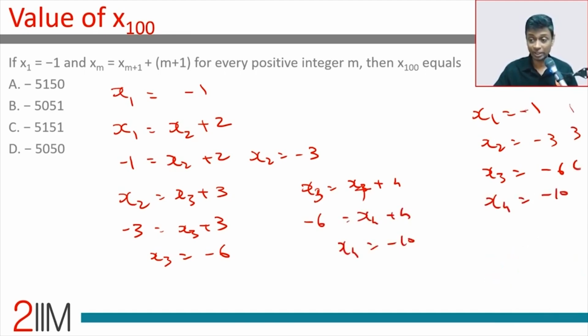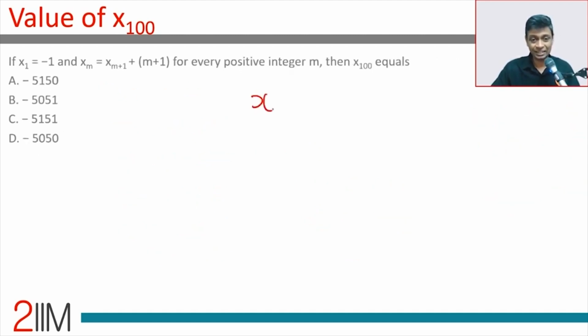This is 1, 3, 6, 10. 1, 1 plus 2, 1 plus 2 plus 3, 1 plus 2 plus 3 plus 4. And then stick a minus in between. x100 is the sum of all numbers till 100 with a minus 1 before that. Minus 100 into 101 by 2, minus 5050.